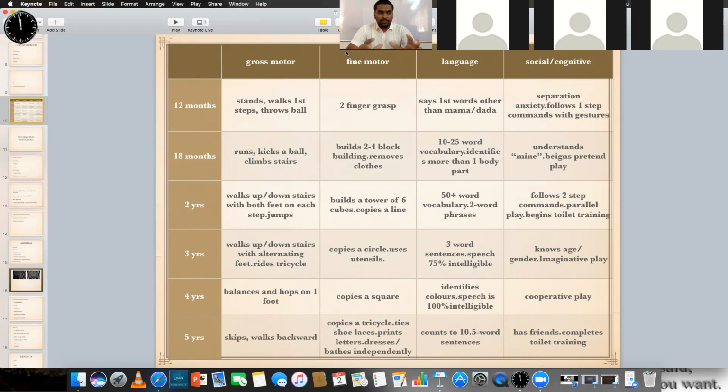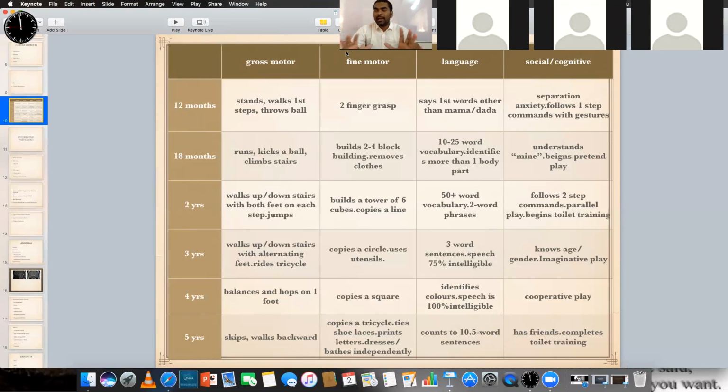This lasts for up to 2 years. So separation anxiety should last from 9 months to around 2 years, and it should stop there.